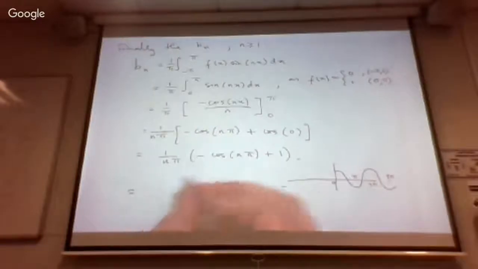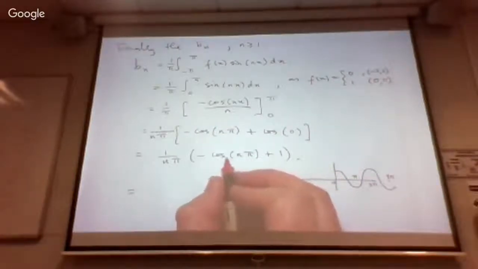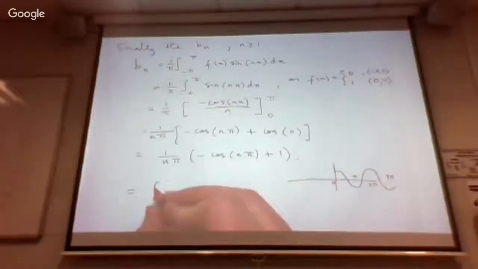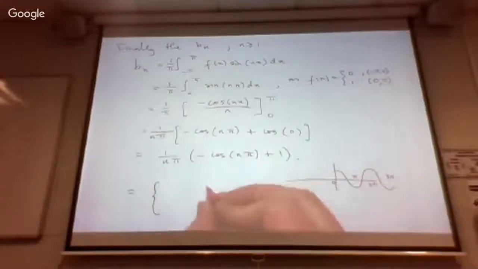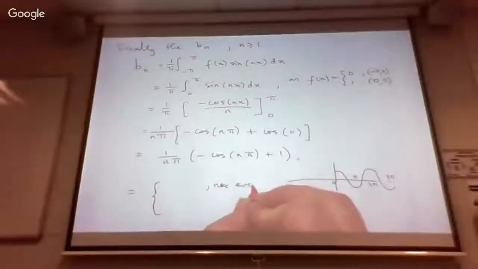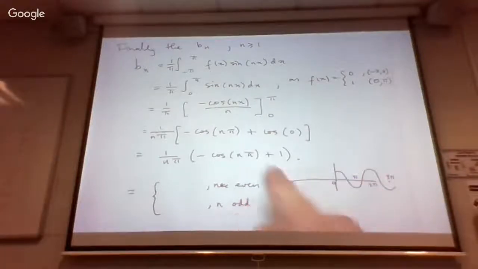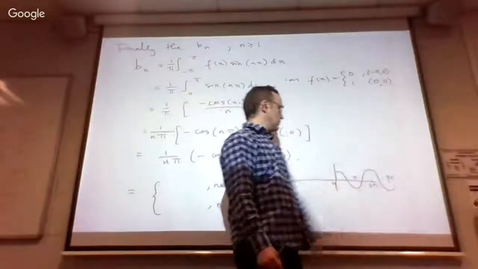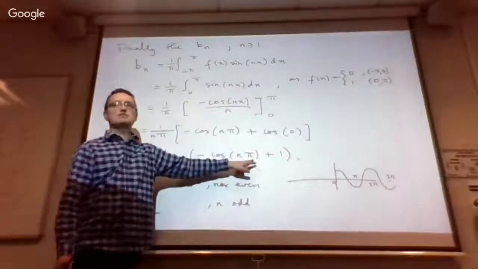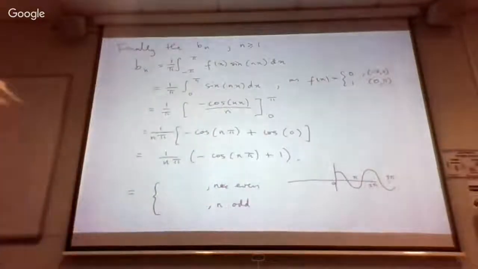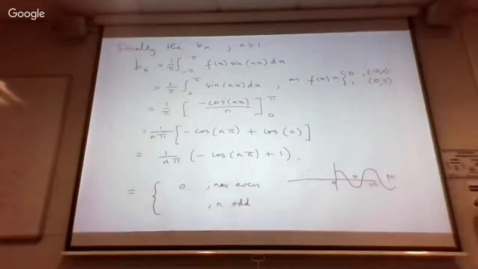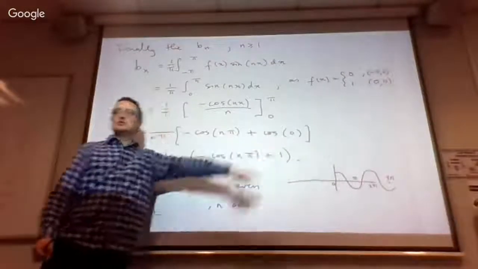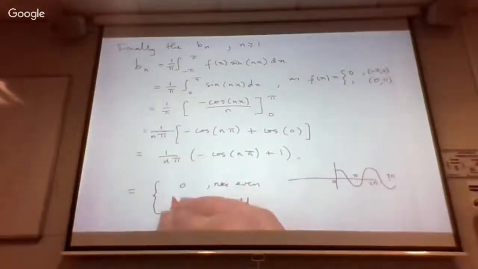So this quantity here, in this bracket, is either 2 or 0. It's just down to whether n is even or n is odd. Well, when n is even, you get a plus 1: 0 pi, 2 pi, 4 pi. When n is 0, you get a plus 1 out of the cosine, so it's minus 1 plus 1, so it's 0. So it's 0 when n is even. When n is odd, the cosine of n pi is minus 1, but it's minus 1, so it's 2. So it's 2 over n pi.